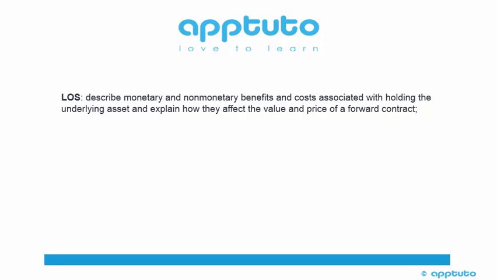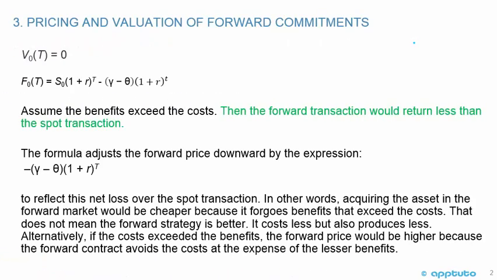This LOS is to describe monetary and non-monetary benefits and costs associated with holding the underlying asset and explain how they affect the value and price of a forward contract. So continue with some pricing and valuation of forward commitments.